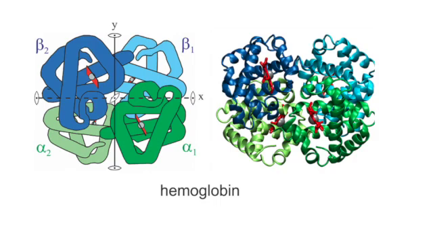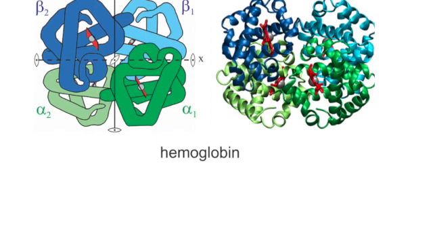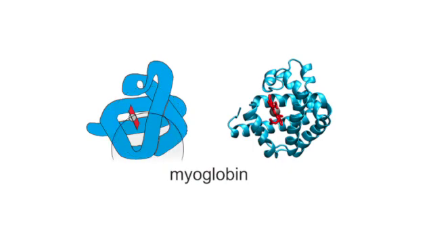Hemoglobin has 4 subunits, 2 alpha subunits and 2 beta subunits. It has 4 heme groups total, with 1 heme group in each subunit. It can carry 4 molecules of oxygen. Myoglobin has 1 subunit and 1 heme group. It can carry 1 oxygen molecule.